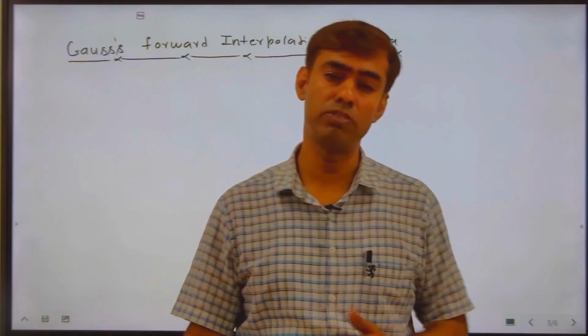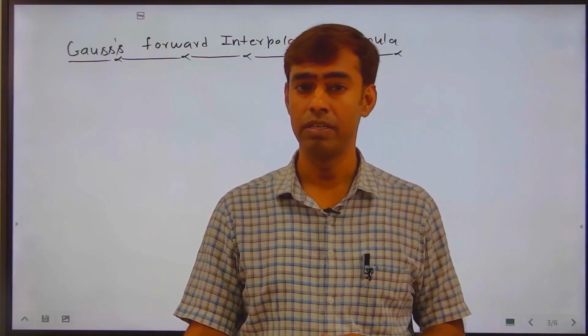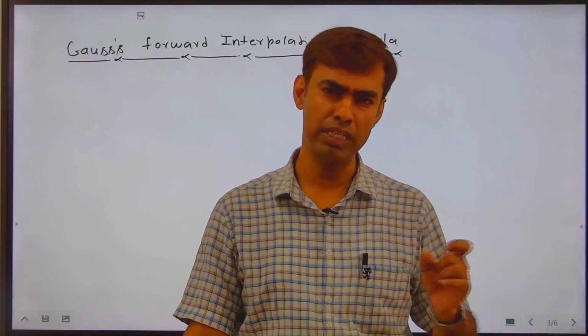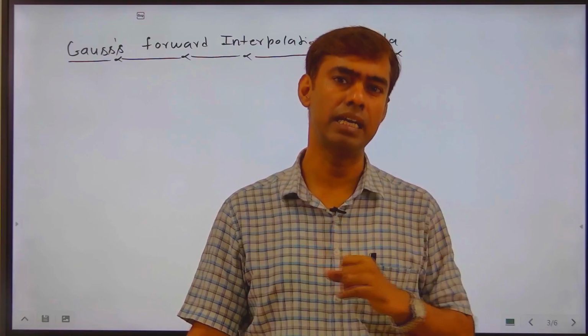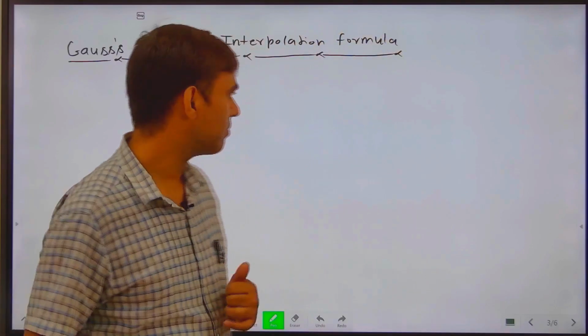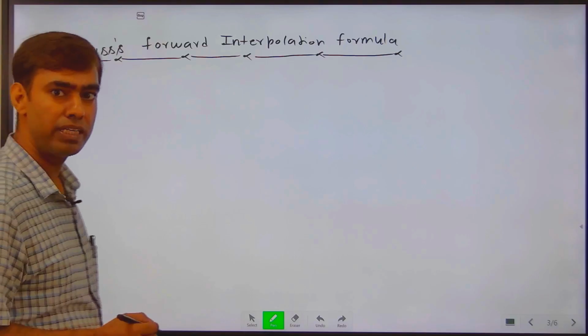First we write the Newton forward interpolation formula, then we try to express the Newton forward interpolation formula in terms of values of the central line and next to the central line. So what is the Newton forward interpolation formula?